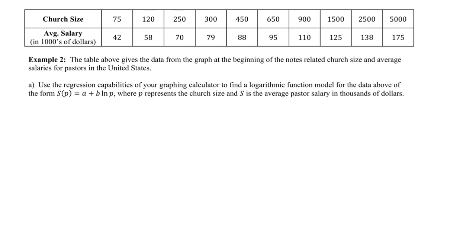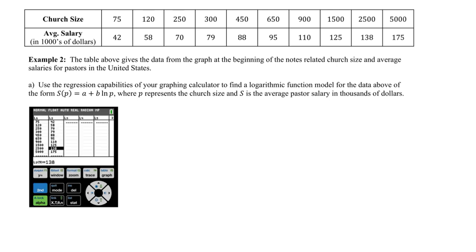Okay, so now what we have to do is make a couple of lists. So go to Stat and Edit and fill in list 1 as your church size and list 2 as your average salary. It should look like this. And then go back to Stat down to number 9. That's your linear regression model. It should look like this.